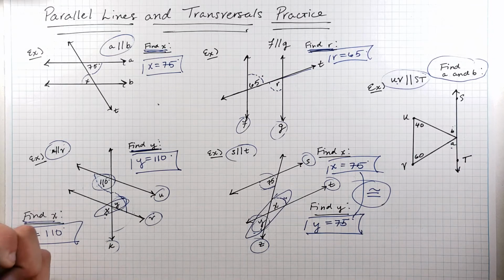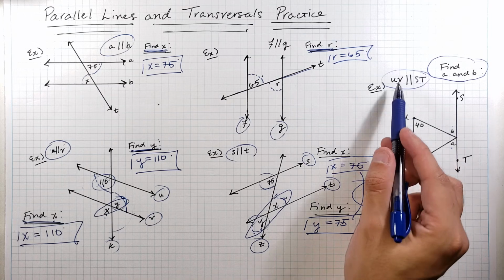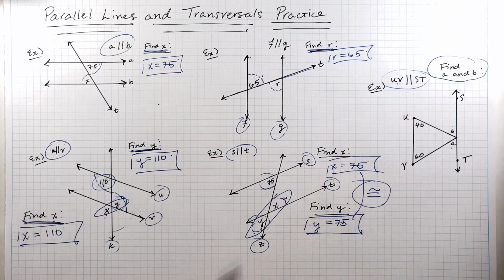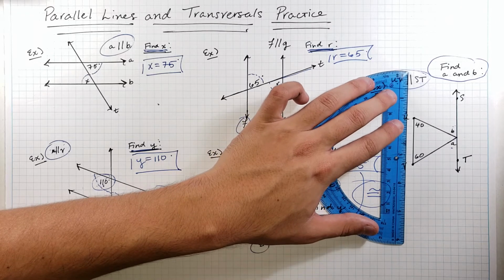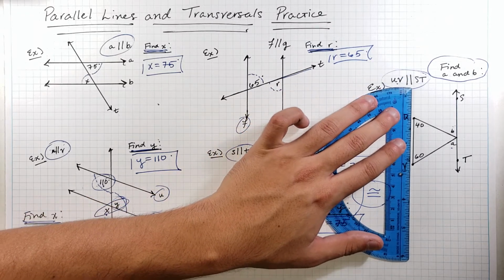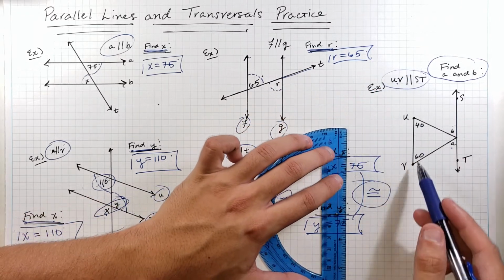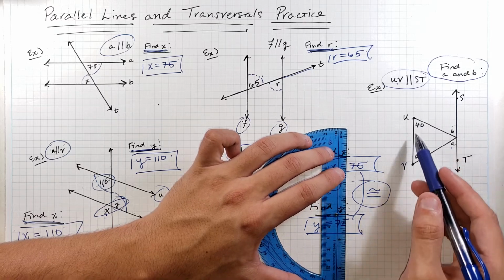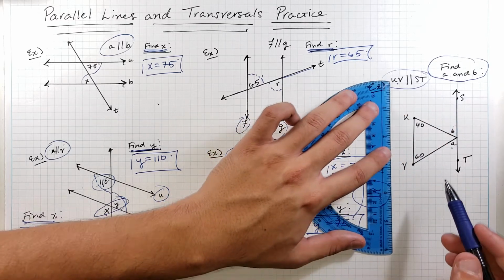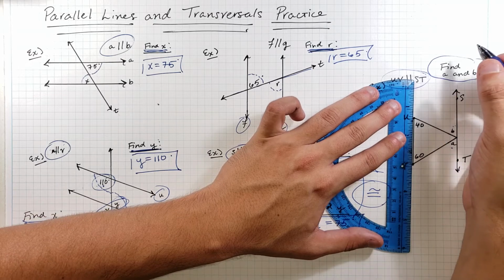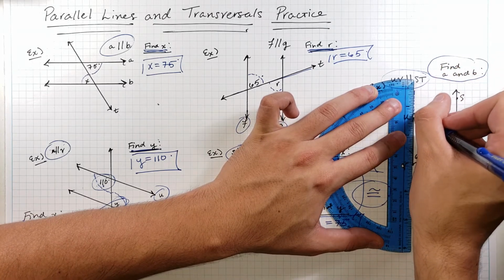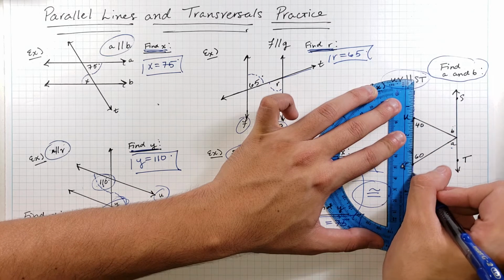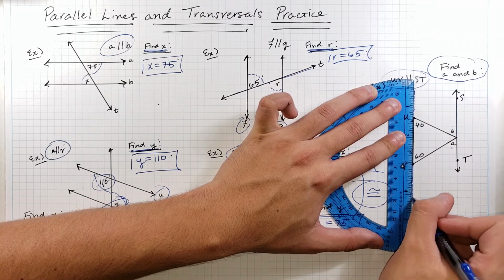Well, what you can do here is this. Since they're telling you UV is parallel to ST, and because I have this protractor and I'm allowed to draw stuff, what I'm going to do is extend this line for this triangle. I'm going to make this line longer. So I'm going to do this. Make a dotted line just like that to show that we're extending this.